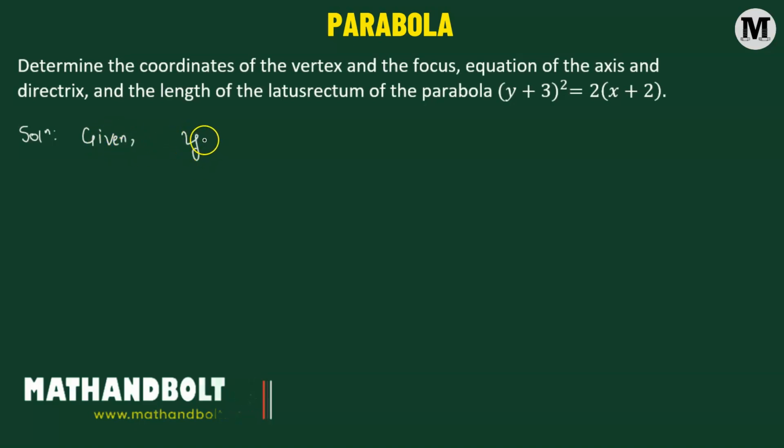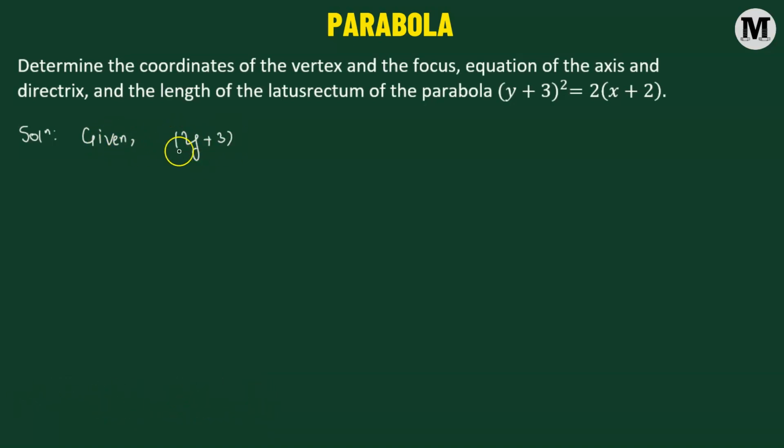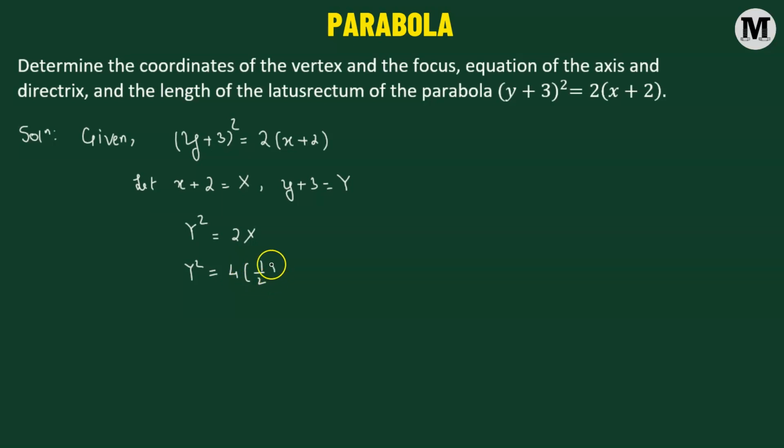So here, we'll start with the given equation of the parabola: (y + 3)² = 2(x + 2). Now we'll make two substitutions here. Let x + 2 equal X in uppercase and y + 3 equal Y in uppercase, such that our equation now becomes Y² = 2X. Or we can rewrite this as Y² = 4 · (1/2) · X.